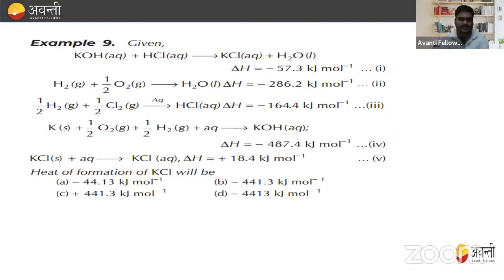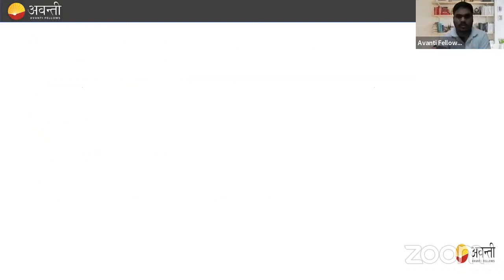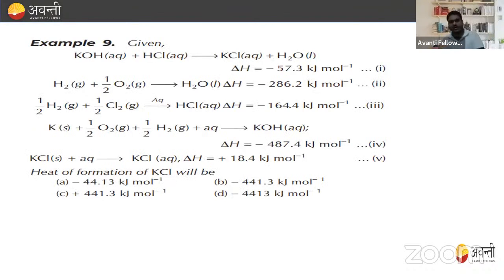Right? So let's see. Okay, from this equation itself, can anyone tell me how you will form KCl? Because in this question, they ask you to calculate the enthalpy of formation of this, right? So can anyone tell me how you will actually form this?